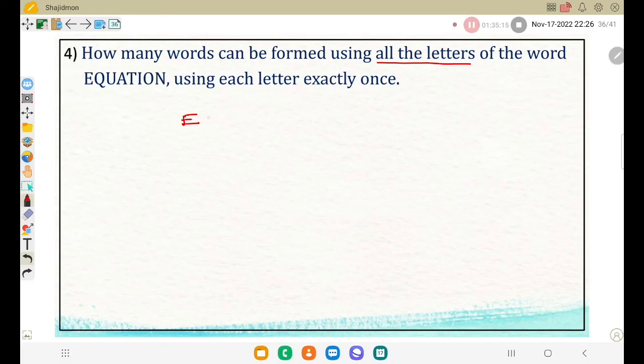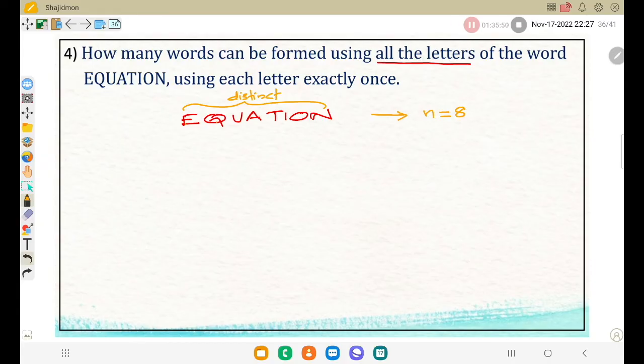What is the word? E-Q-U-A-T-I-O-N, EQUATION. How many letters are there? And first thing, is it distinct or not distinct? E coming one time, Q one time, U one time, A one time, T one, I, O, N. All letters one time. So this word is distinct, correct? All the letters come only one time. Now totally how many letters are there here? n equal to 8 letters, correct? 1, 2, 3, 4, 5, 6, 7, 8.